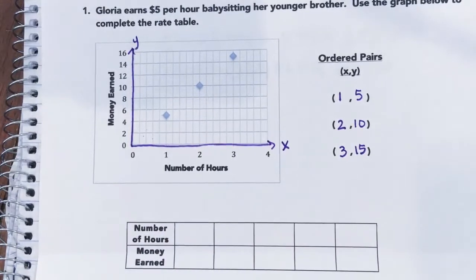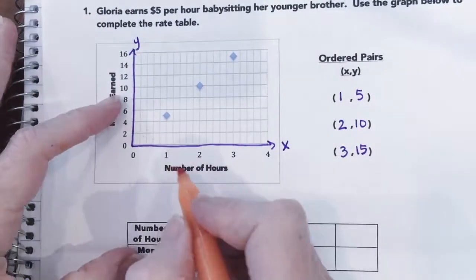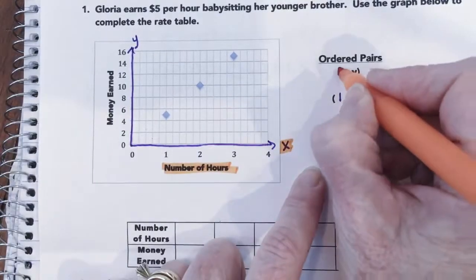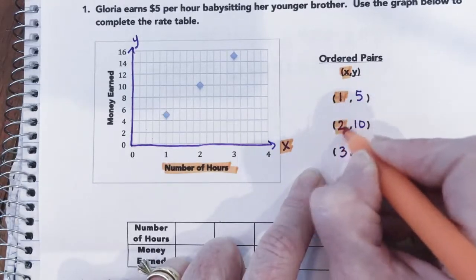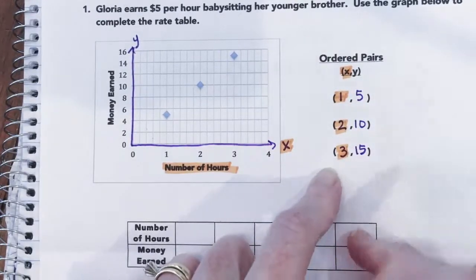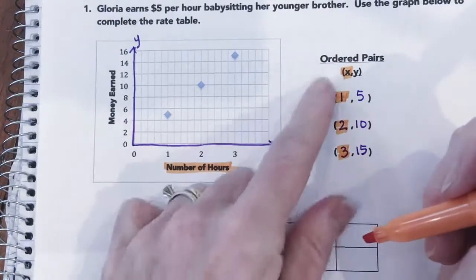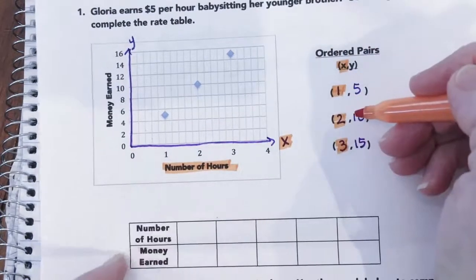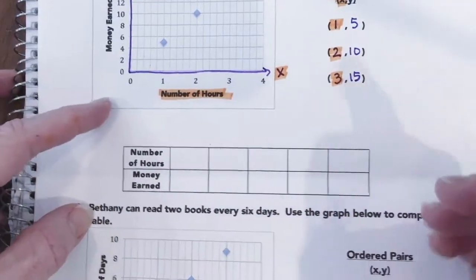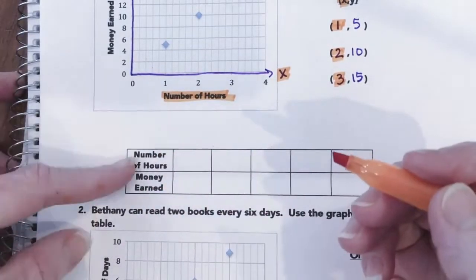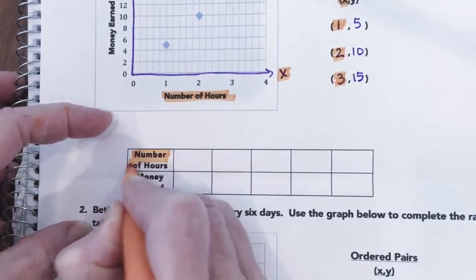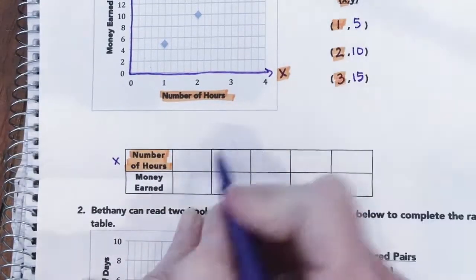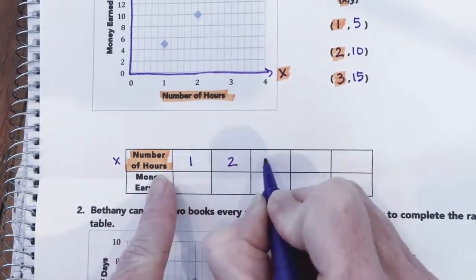So I'm going to use a highlighter to help us keep track of that. Notice down here our number of hours was the x-axis, so we put x over here. We had 1, 2, and 3. When we fill in our rate table, we want to make sure all of this is in the right place. We want our number of hours, our x coordinates, to go with the number of hours in our rate table. If we look at the two things listed here, number of hours is first. That means my x coordinates are going to come first. So I'm going to put my x values here, and I know my x values are 1, 2, and 3.